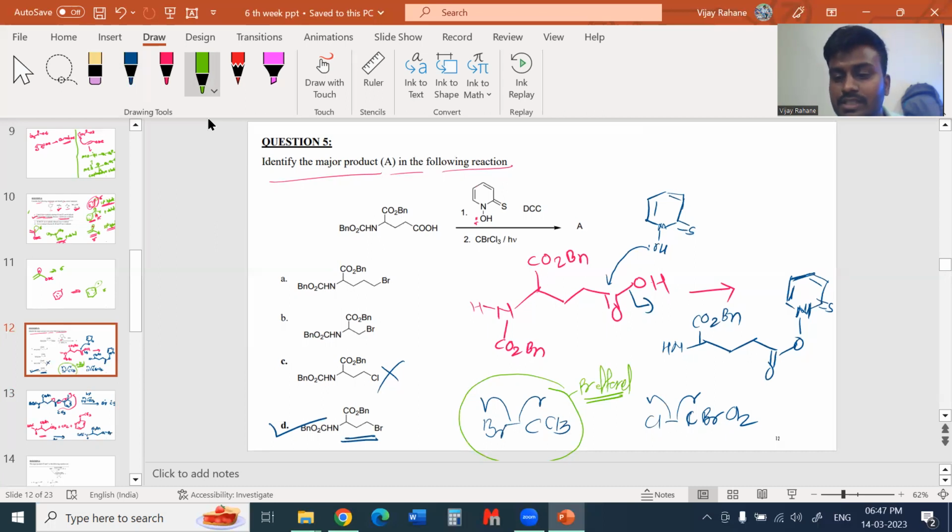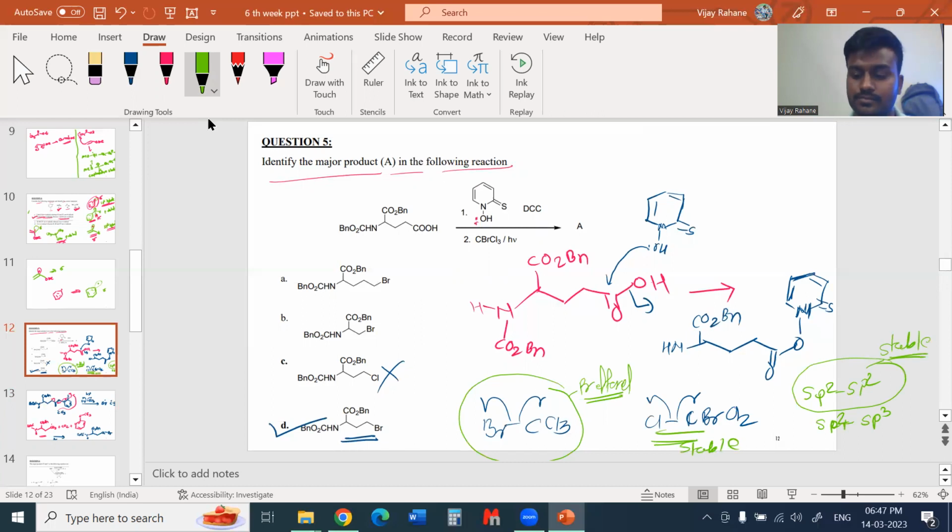This is because if you see the sp2 overlap and sp3 overlap, sp2 overlap is the more stable overlap, right? So in such cleavage, in between the chlorine and carbon atom, this sp2 overlap is present. So this one is the stable bond as compared to the C-Br one. So this option is the incorrect one.